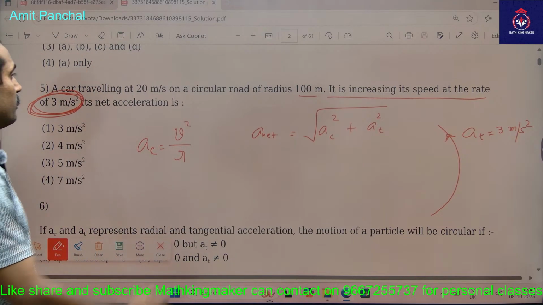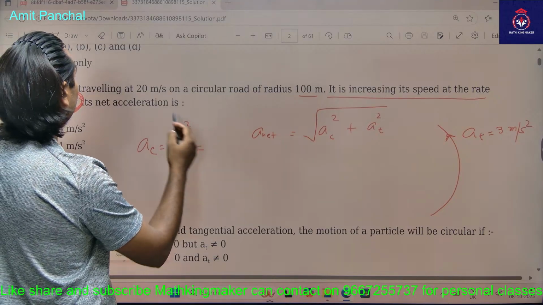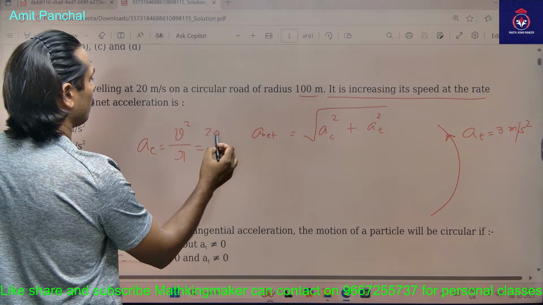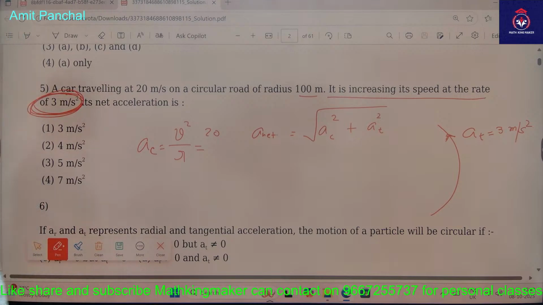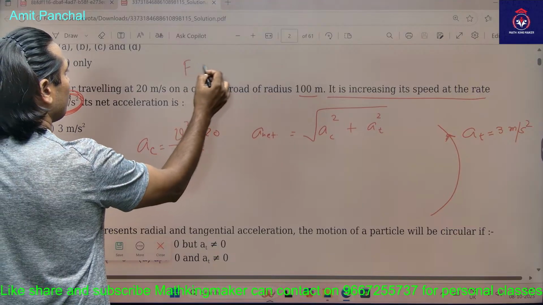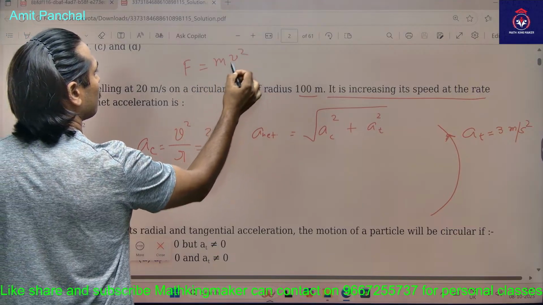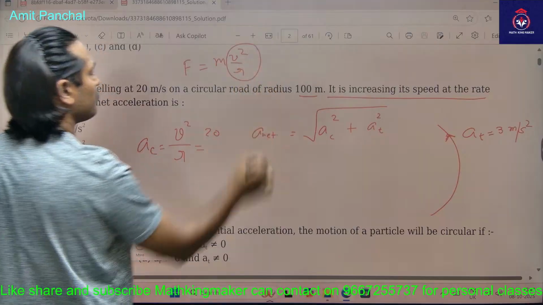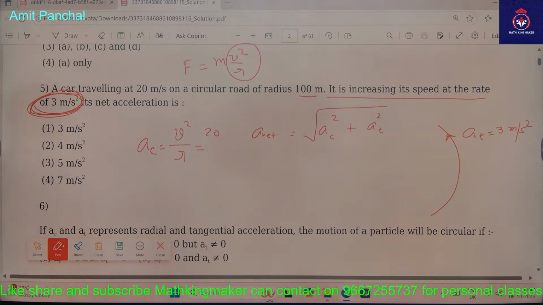Okay. So what is V? What's this formula, sir? V square by R is the centripetal acceleration. What is centripetal force? mv square by R. When did we learn that? Centripetal force is mv square by R. So what is V square by R? It is A, acceleration.